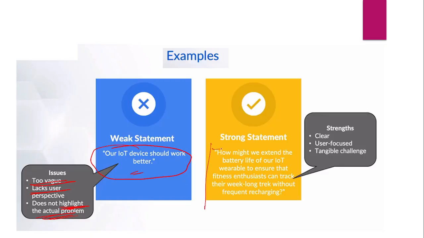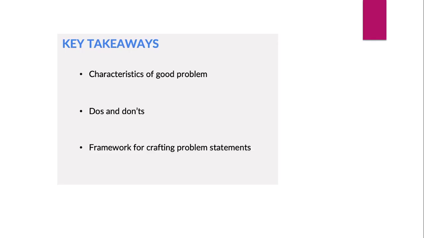Now here you can see I get clarity, focus, understanding, and user-centricity. Who is the user here? The fitness enthusiast is the user. And it is a tangible challenge. Tangible means you are saying that it is without frequent recharging. So you have clearly mentioned the problem statement, what you are going to address to provide the solutions. Key takeaways: characteristics of a good problem, do's and don'ts, and the framework. How the framework is used to craft the problem statement.